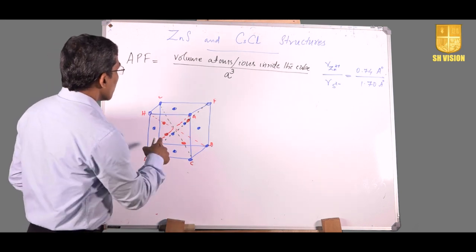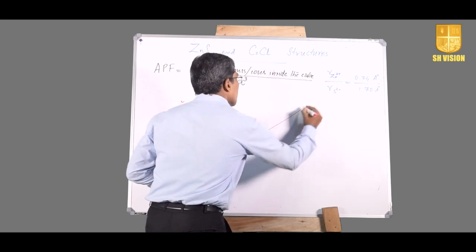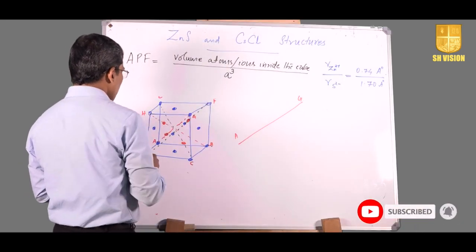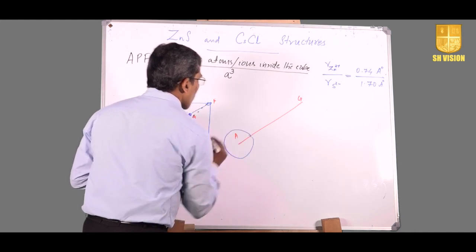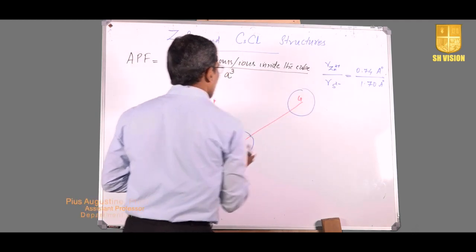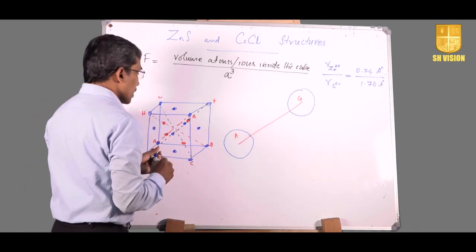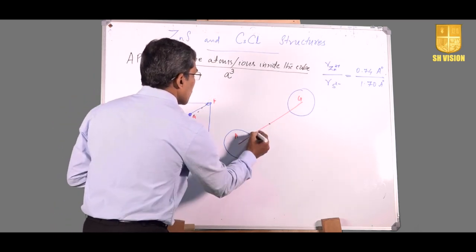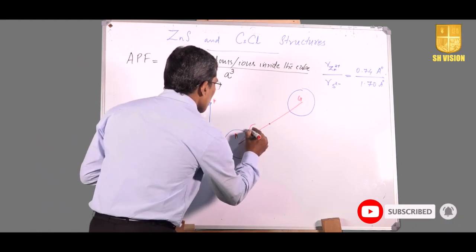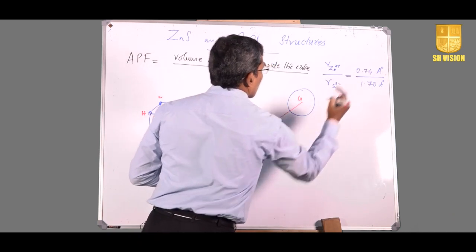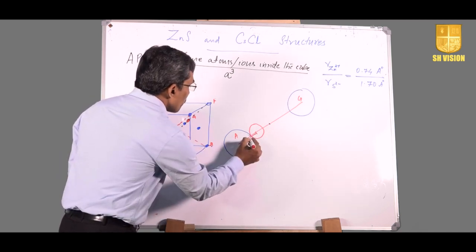So in this case, if I take this body diagonal, say AG, at the point A there is a blue ion, that is a sulfide ion, and at G also there is a sulfide ion, and at 1/4 distance away, that is, this is halfway, and somewhere here is 1/4. So at the 1/4 position there is a zinc ion. So here is a zinc ion. The zinc ion is comparatively smaller in size, the other one is bigger in size. So this is the radius of the zinc ion, and the other one is the radius of the sulfur ion.